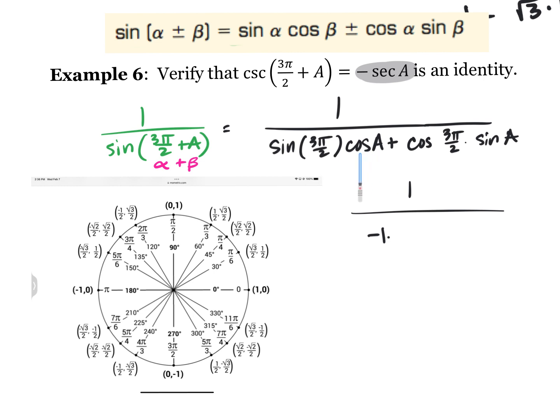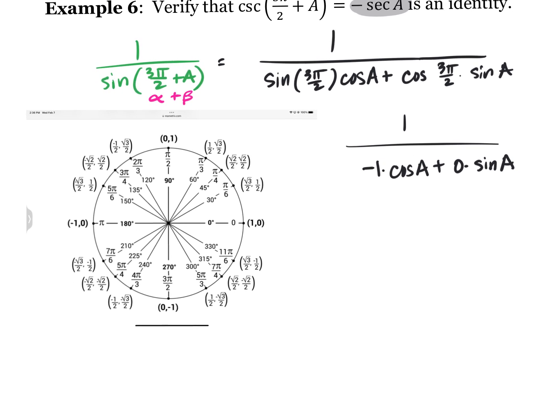Can I do anything to the cosine of a? Do I know what the cosine of a is? No idea. So I'm just going to leave it as the cosine of a. Plus, what's the cosine at 3 pi over 2? 0. Ooh, the x-coordinate at that same spot is 0. Very good, Porter. Times the sine of a. I can't do anything with that sine of a. Could we simplify? 0 times anything is going to get me 0.